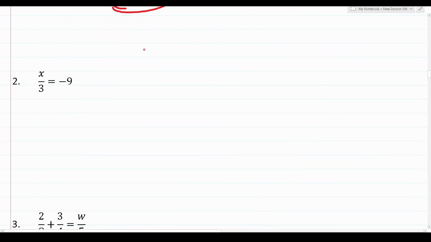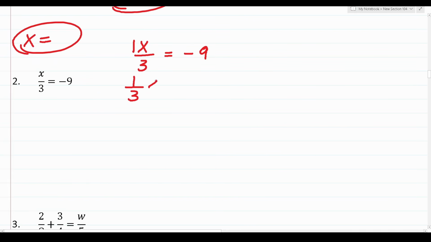Number 2 says x over 3 equals negative 9. So we have x over 3 equals negative 9. And we want to solve for x. So ultimately, we're going to try to get x equal to something by itself like that. Well, as I've said in this video multiple times already, technically there's a 1 in front of this x. We just don't express it in algebra. That said, in this case, it's helpful to express it because again, I can express this as 1 over 3 times x like that equals negative 9.